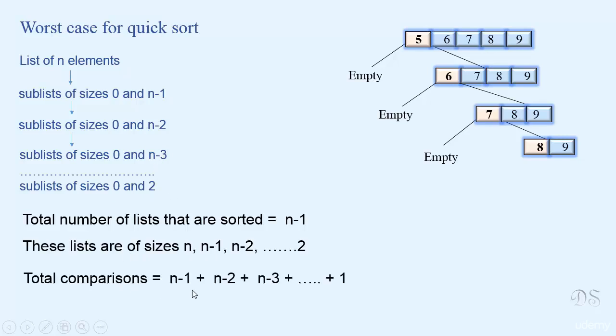So the total number of comparisons comes out to be this, and this is order of n square. So the performance of quicksort in the worst case is order of n square.